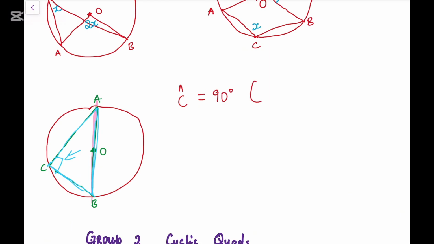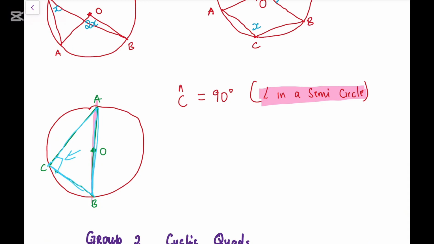And then why are we saying that? Because it is subtended by diameter. You can say diameter subtends a right angle, or we usually say angle in a semicircle. This is the most popular one, angle in a semicircle. But even if you write diameter subtends a right angle, that is also correct. So with this one, remember the reverse is always true.